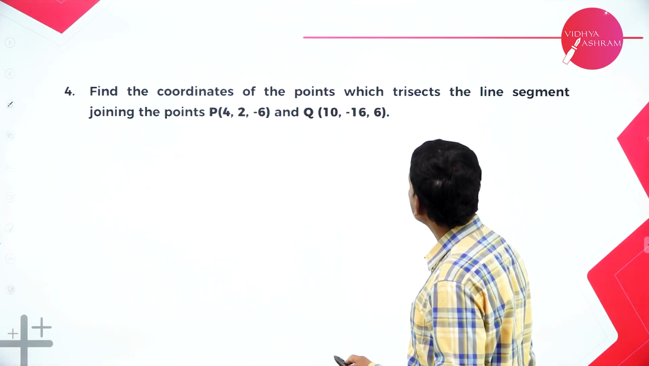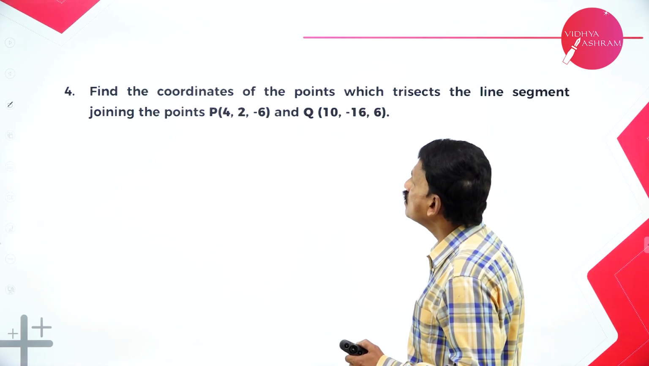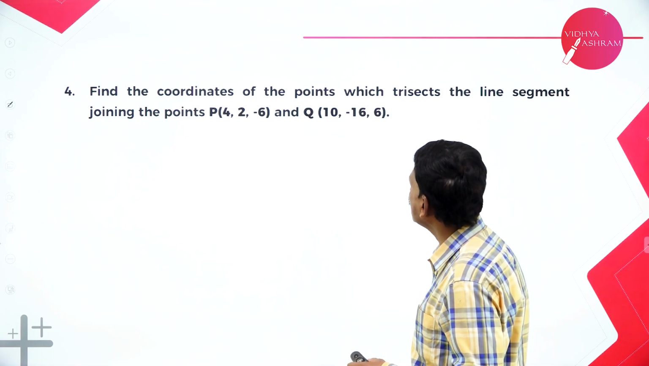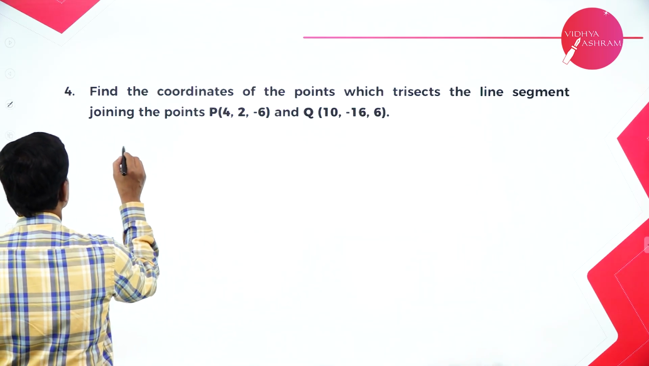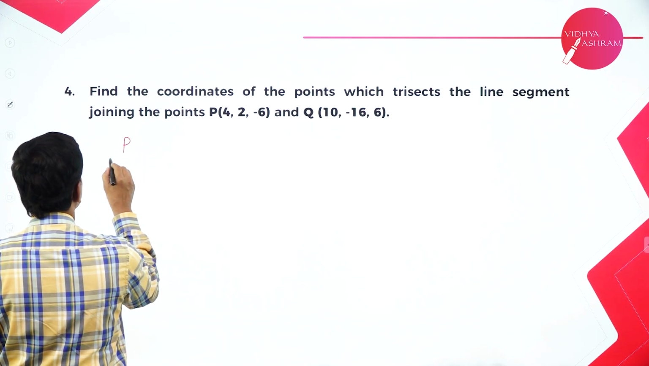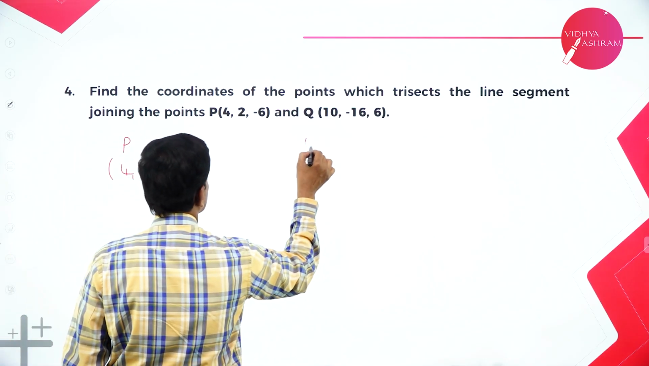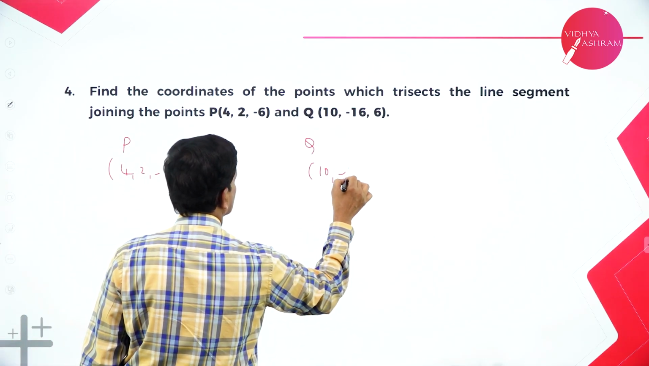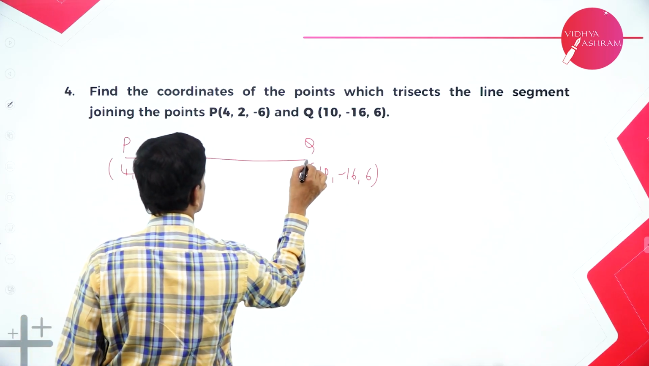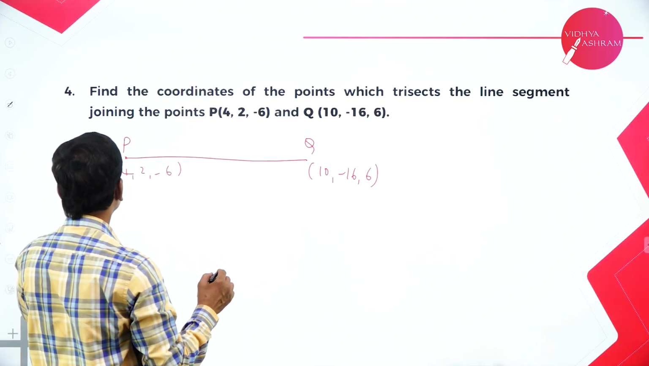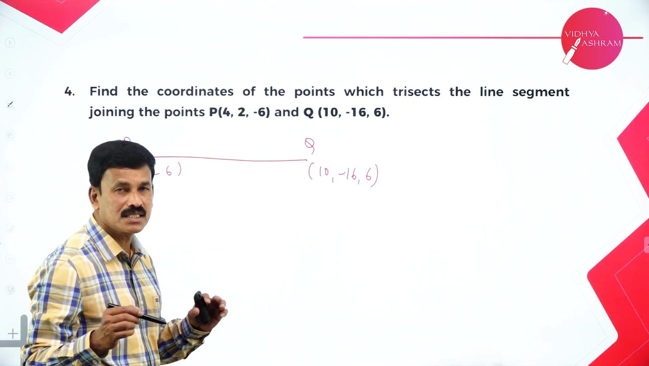Find the coordinates of the points which trisect the line segment joining the points P (4, 2, minus 6) and Q (10, minus 16, 6). So, this is also an important problem. Trisection, right. What is given? P is (4, 2, minus 6) and another point Q is (10, minus 16, 6). So, these are the 2 points, right.